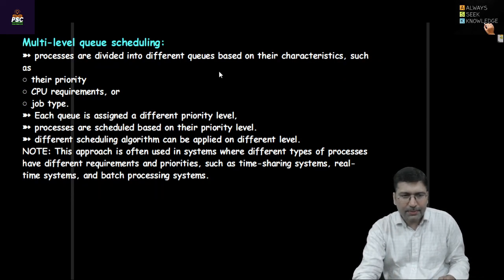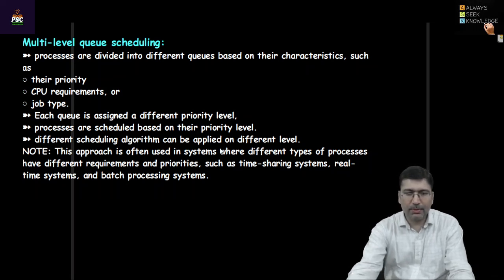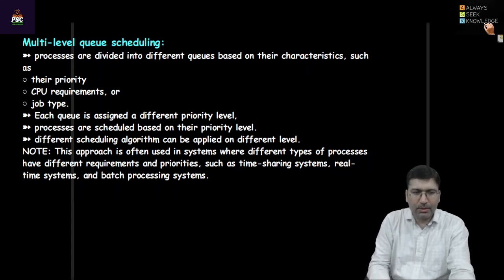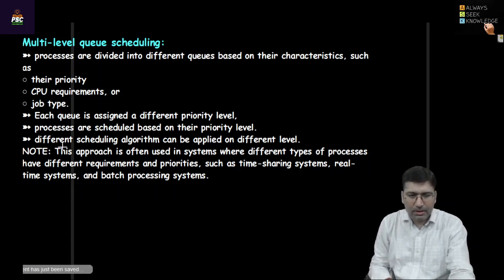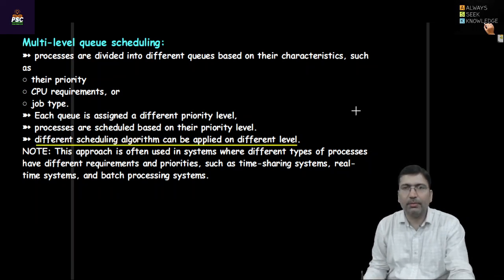Now let's discuss further. In multi-level queue scheduling, processes are divided into different queues, as I have already told you, based on their characteristics such as their priority, CPU requirement or job type. So based on any of these criteria, the process will arrive in a different level of queue. Each queue is assigned a different priority level. Processes are scheduled based on their priority level. Different scheduling algorithms can be applied on different levels.